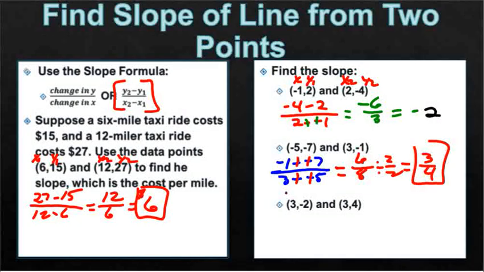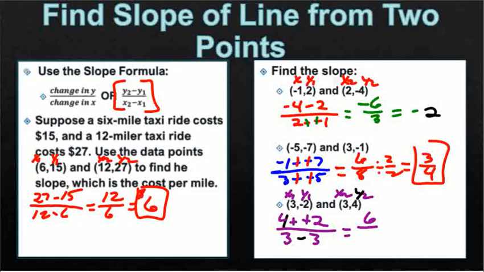The last one here, x1, y1, x2, y2. So 4 minus a negative 2 divided by 3 minus 3. Here 4 plus 2 is 6. 3 minus 3 is 0. I cannot divide by 0. That would mean this is undefined, which would mean I have a vertical line.